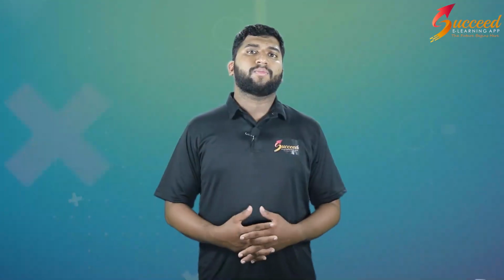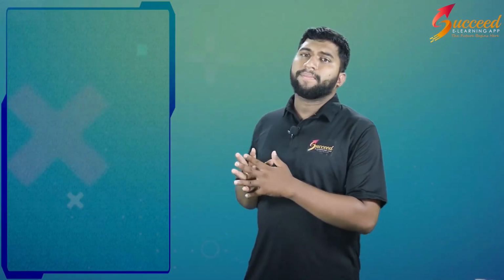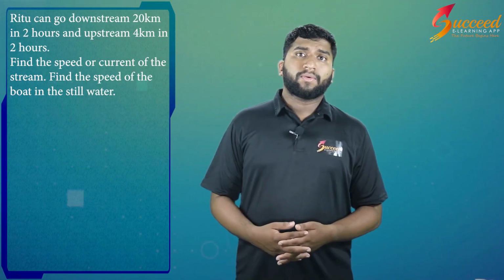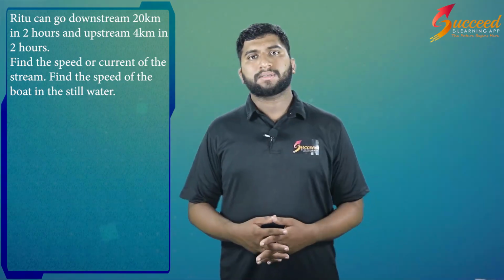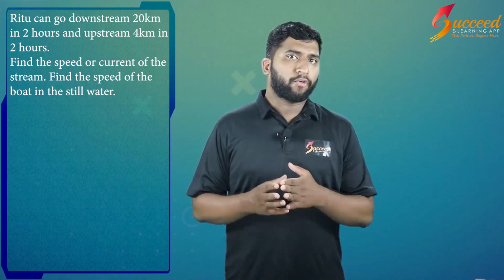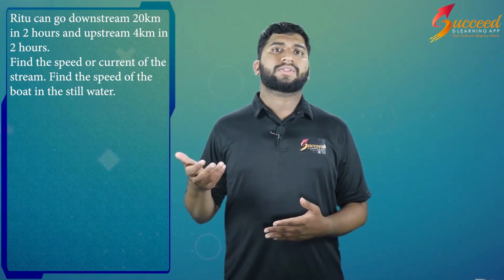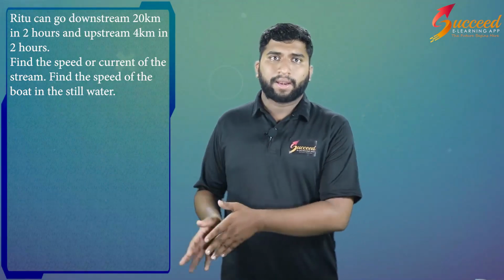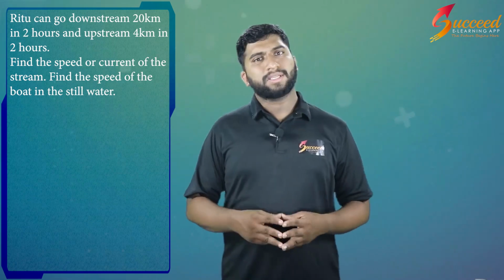Yes friends, we shall move ahead with the word problems on pair of linear equations. Our first sum is like this. Ritu can go downstream 20 km in 2 hours and upstream 4 km in 2 hours. We need to find the speed of the stream, that is, the current, and also the speed of the boat in still water.